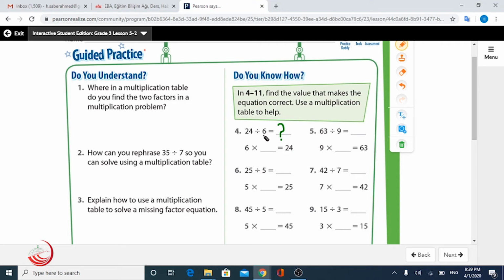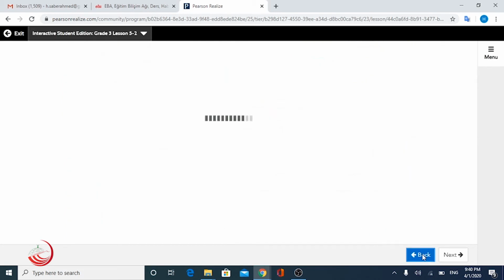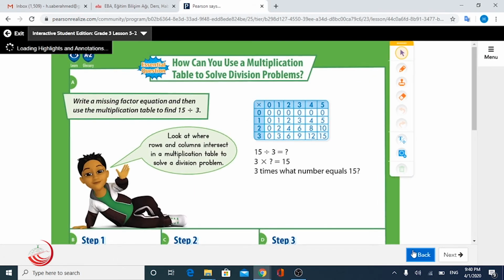The 6 divisor here is a factor there. And the 24 dividend here is a product there. So this is the missing factor. How can I find it? But pay attention. You will find it using a multiplication table. So don't give me a quick answer. You go back to the table and you will find it the way we just clarified.